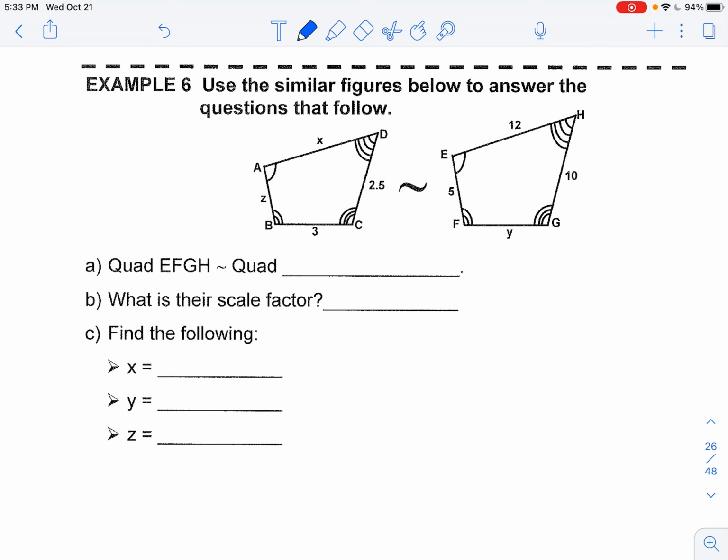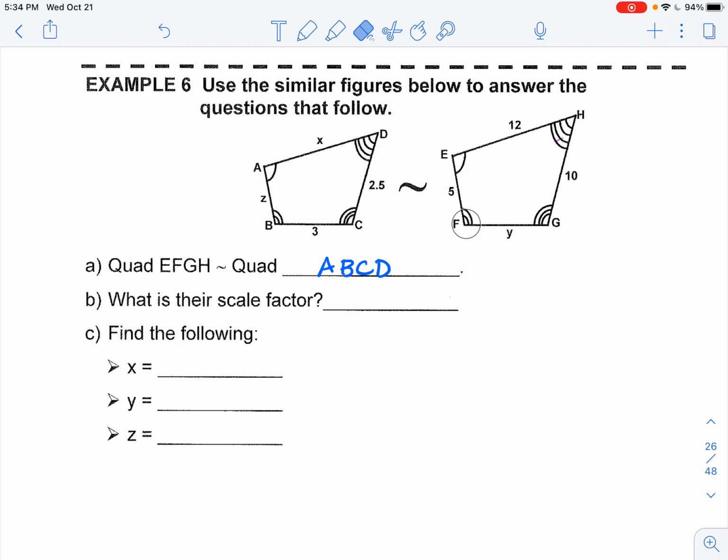Example 6, use the similar figures below to answer the questions that follow. So let's start with this guy, quadrilateral EFGH. So I'm going to start with E to F to G to H. That's the order I go. So that's going to be similar to A to B to C to D. You notice we went in the same order. What is their scale factor?